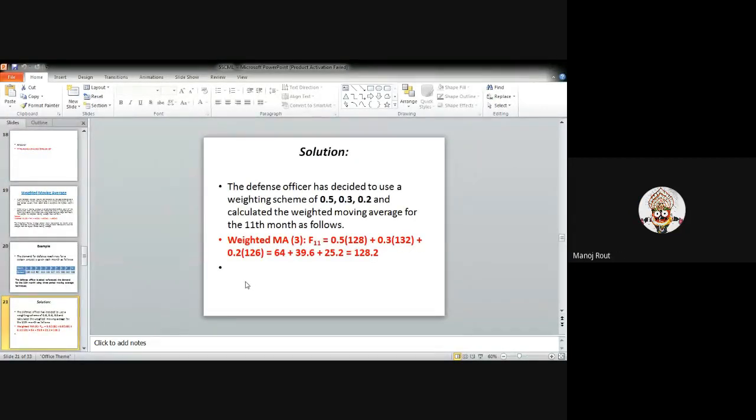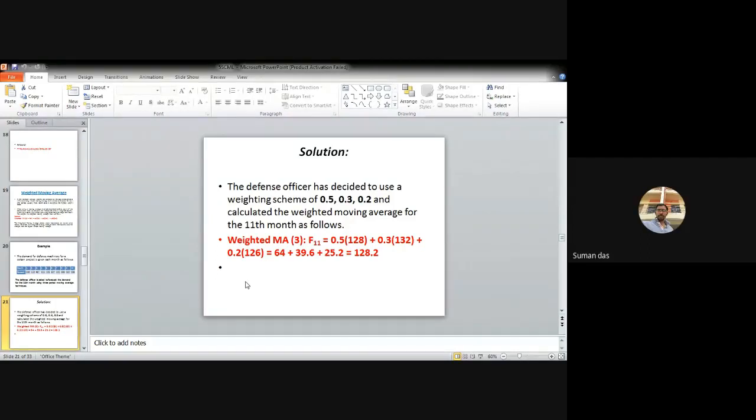In your numericals, the question itself contains the weighting factors in all cases. And if you calculate the sum of the weights, it equals 1, which I have already mentioned in your slide. Clear?